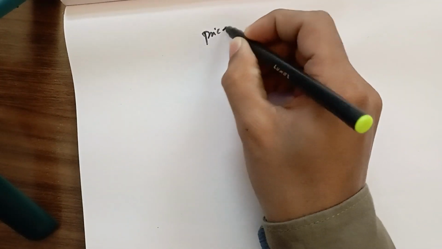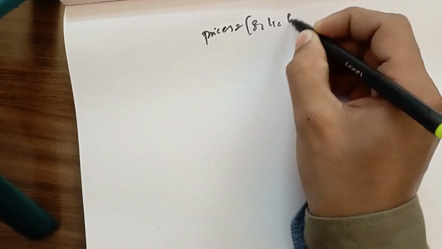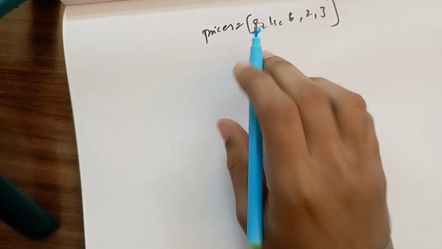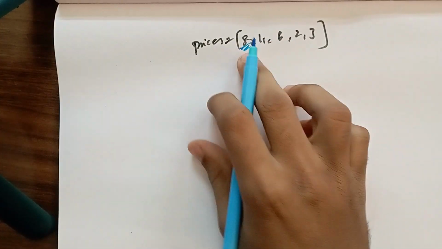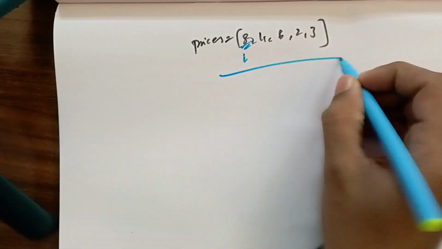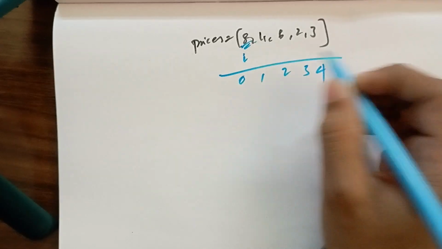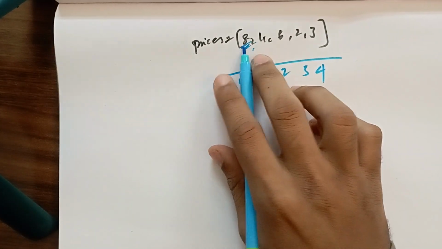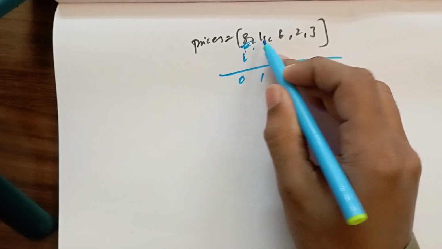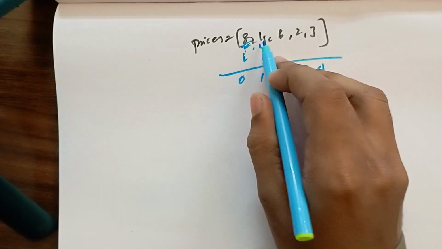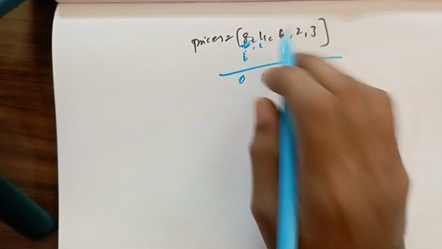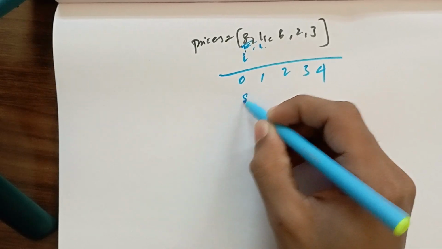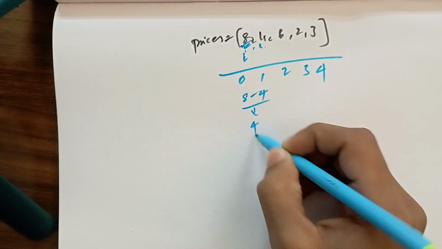So the prices given are 8, 4, 6, 2, 3. Now, for this index 0, what is the next element after this index which is less than or equal to 8? If you iterate from here, it will be 4. As 4 is less than or equal to 8, we will apply a discount of 4 to 8. Now 8 minus 4 will be 4.